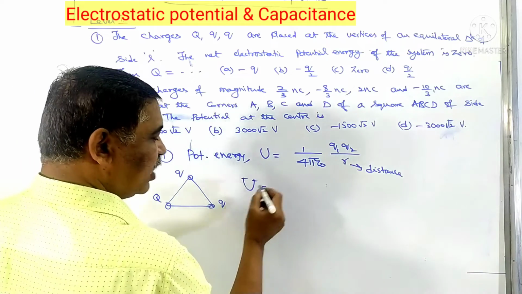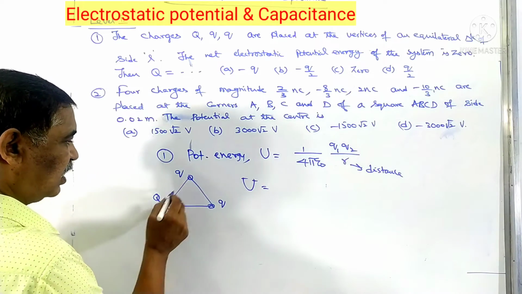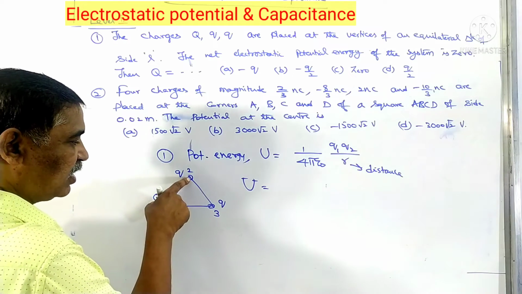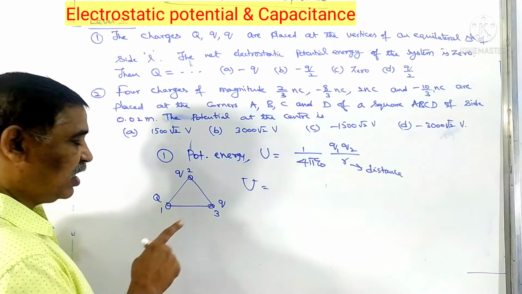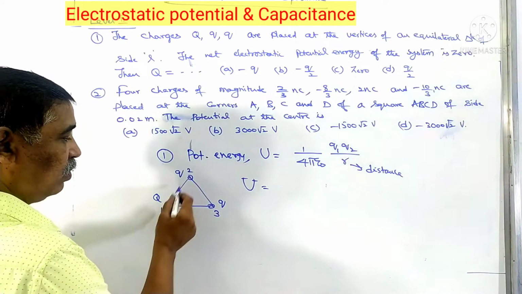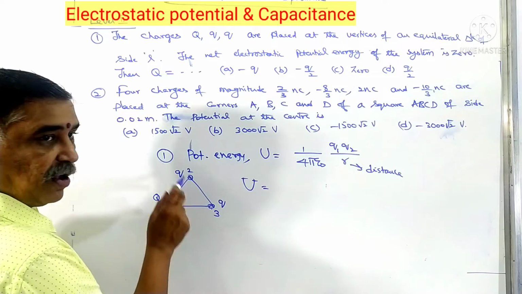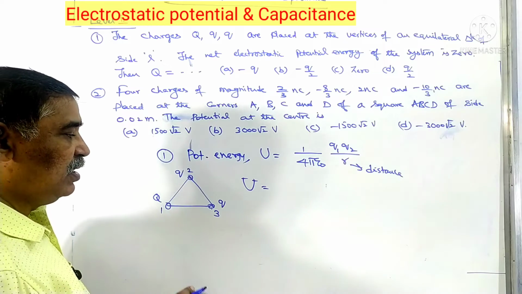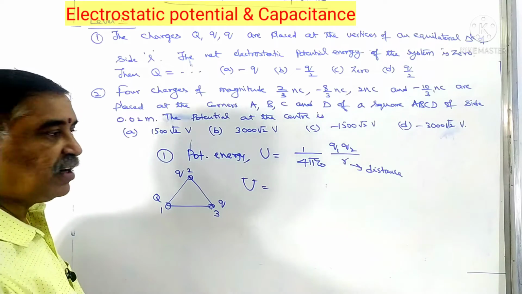So what is the potential energy between charges at 1 and 2? What is the potential energy between charges 2 and 3? What is the potential energy between charges at 1 and 3? So three vertices are given. Between 1 and 2, what is the potential energy? Between 2 and 3, what is the potential energy? And here? So just we have to add it. That is the method what we have.